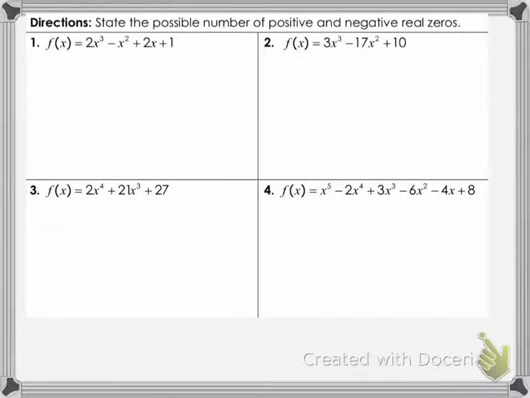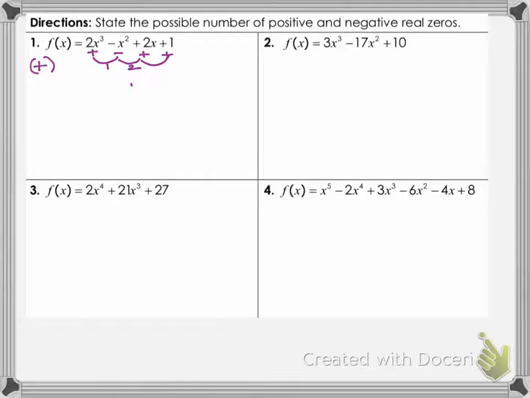Okay, so for number 1, I'm going to do the positive ones first. So I'm going to check for positive real zeros. Here's a plus and a minus and a plus and a plus. I'm just getting the signs. From here to here, there's 1. From here to here, there's 1. Okay, so that's 2. Oops, sorry. And from here to here, it's the same.